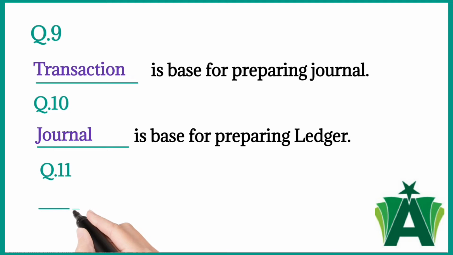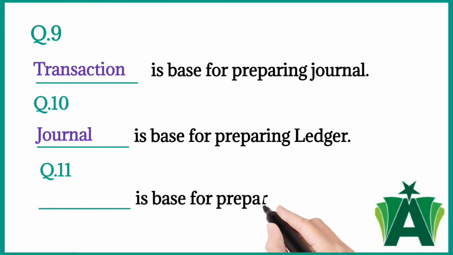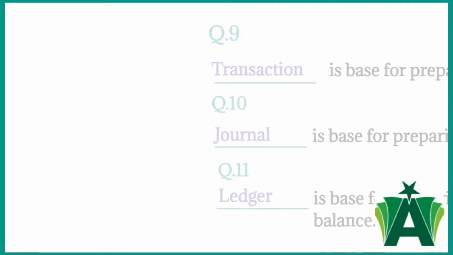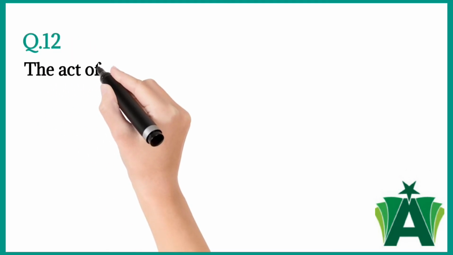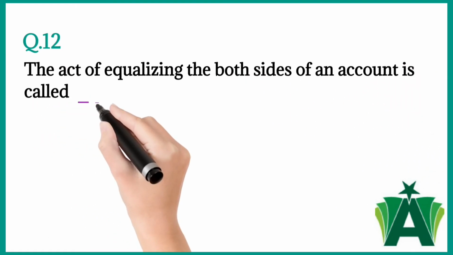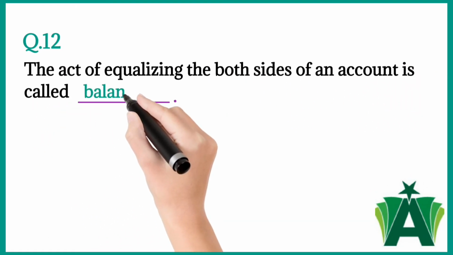Question number 11. Dash is base for preparing trial balance. The correct answer is ledger. Question number 12. The act of equalizing the both sides of an account is called dash. The correct answer is balancing.